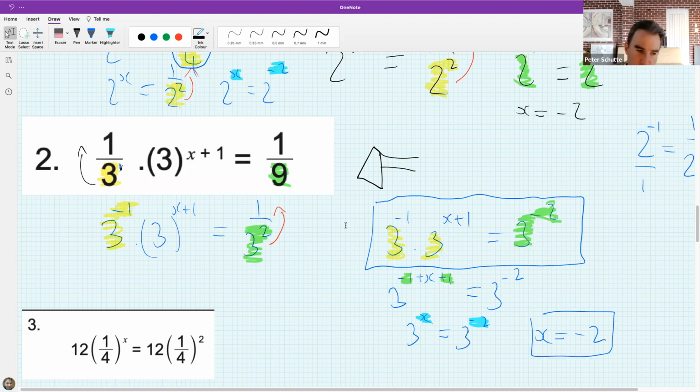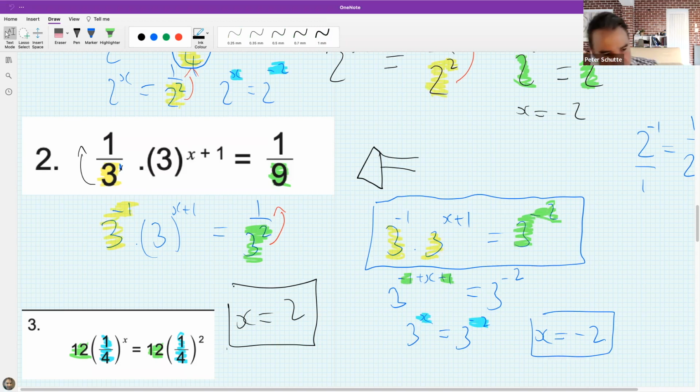So for question 3, the answer is x is 2. And the reason it's x is 2 is that the quarter is the same on both sides, right? The 12 is the same on both sides. And so the answer has to be x is 2. It looks fancy, but it's actually super easy. Yeah, it's like dressed up.